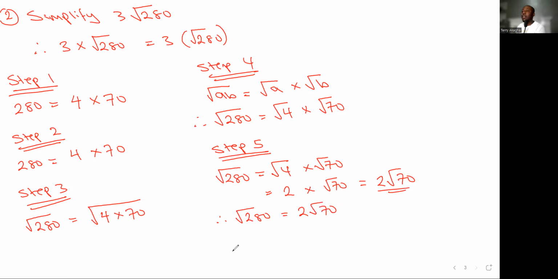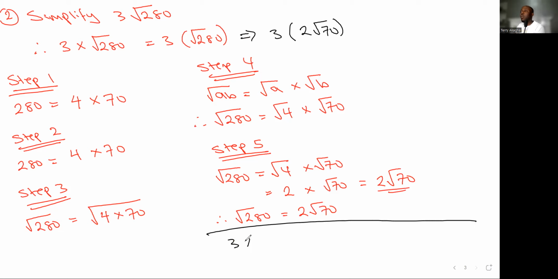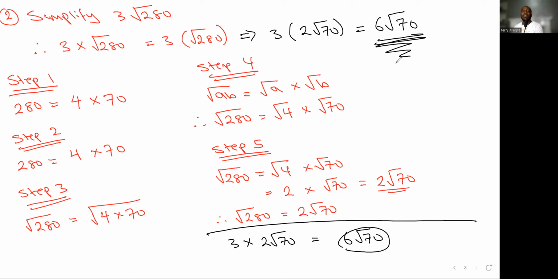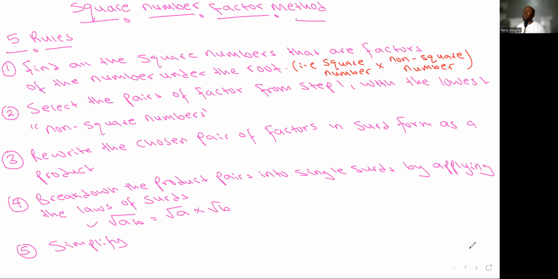Then we can now rewrite this question as 3 multiplied by 2 root what? 70. And by the laws of indices, you then have 3 multiplied by 2 root what? 70. And that will give us 6 root what? 70. So the answer here is going to give you 6 root what? 70, exactly like the answer we had in the previous video. So now this is how you use the square number factor method to solve, okay?